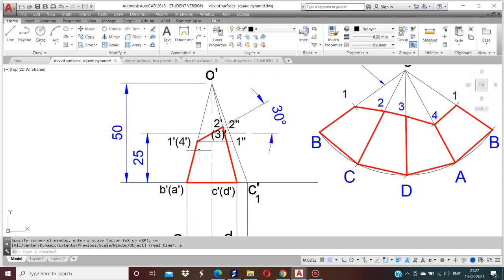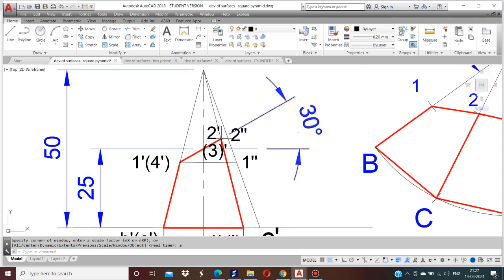Now, since it is inclined, you have to make it parallel. Therefore, extend this horizontal line to the new slant length and mark it as 1 double dash. Similarly, for 2 dash, extend this horizontal line to the new slant length and mark it as 2 double dash.